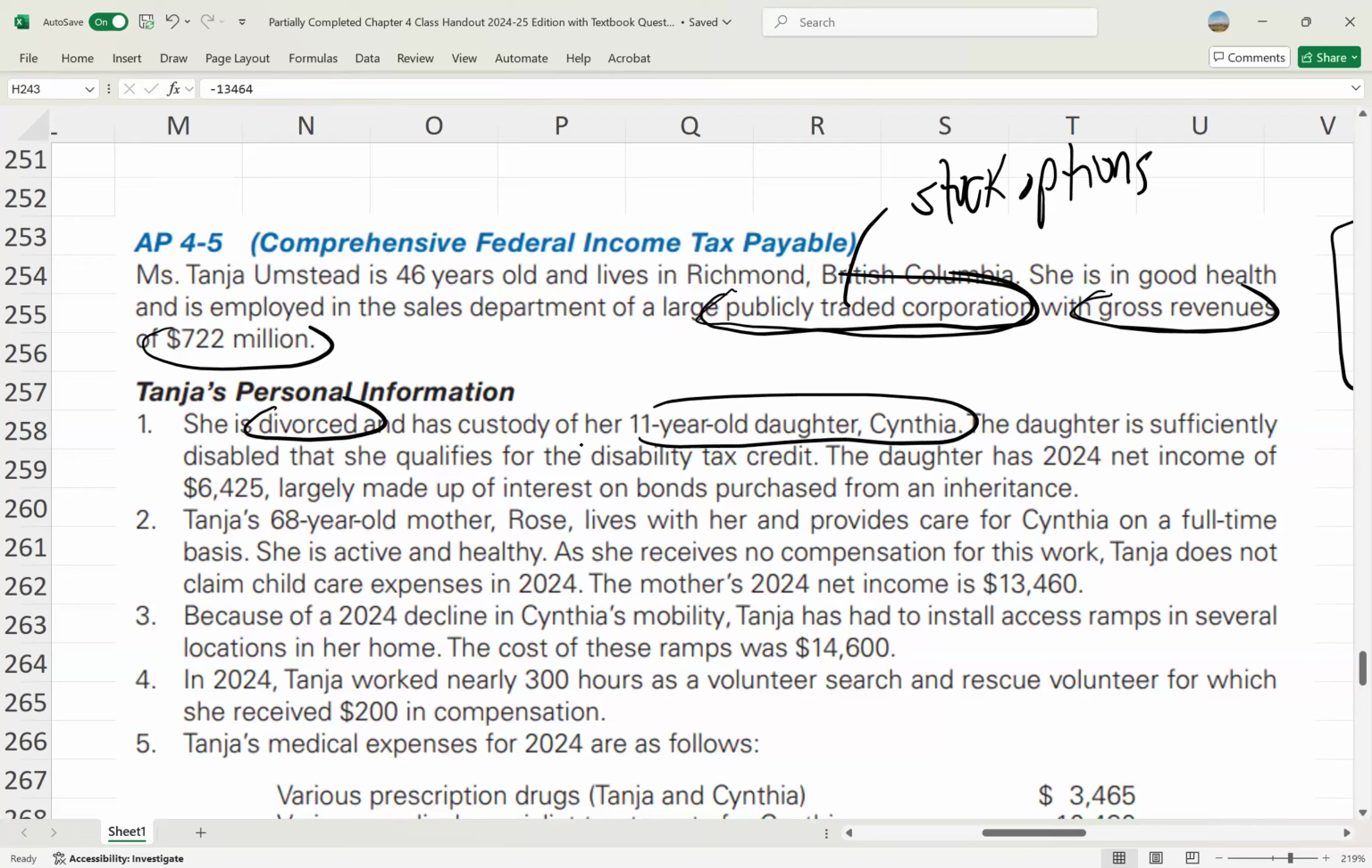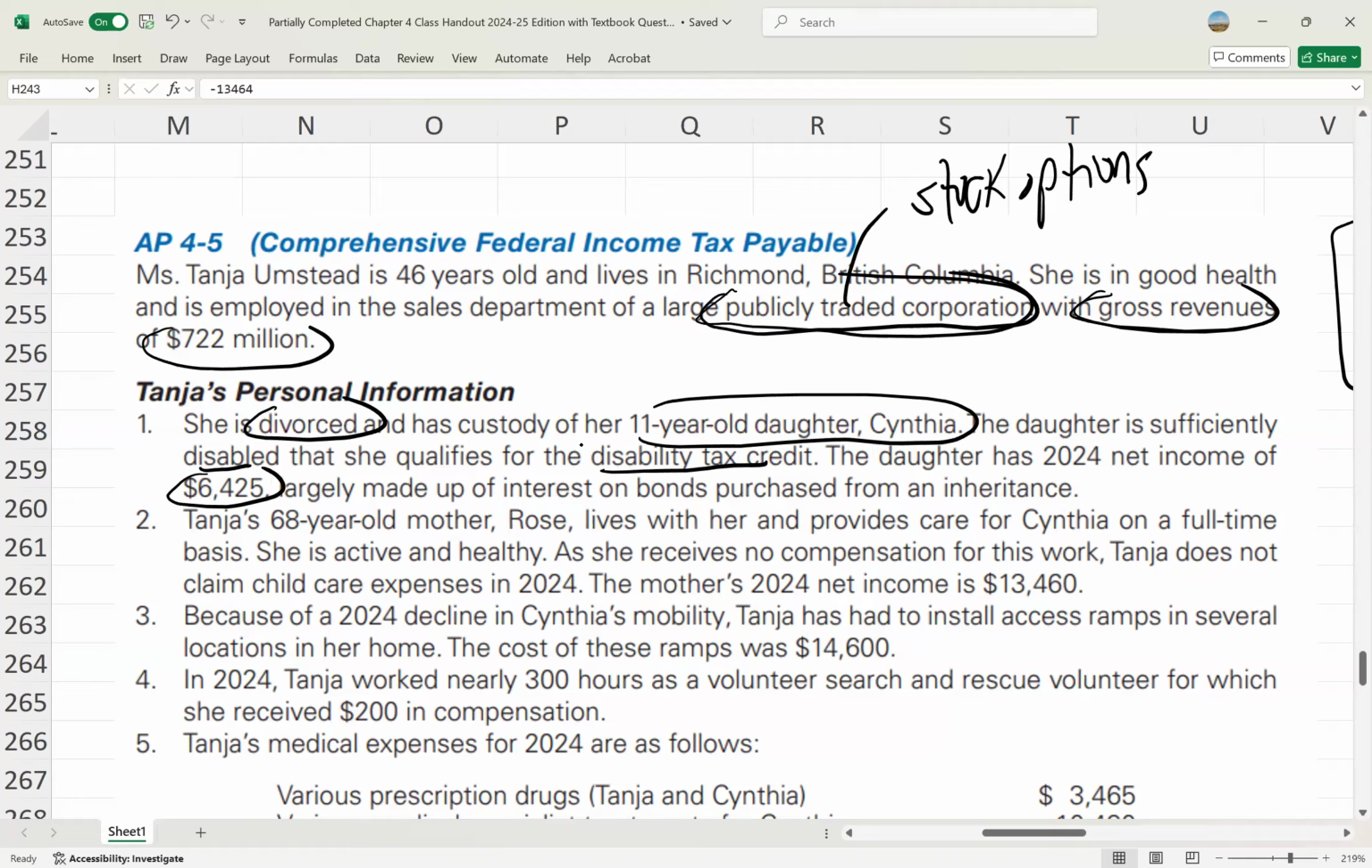The daughter is disabled, qualifies for the disability tax credit, and the daughter's income for 2024 was $6,425. So automatically that ties into what we talked about. The daughter qualifies for the disability tax credit. She is 11, so she qualifies for the supplement as well. But she's not going to need the disability tax credit because her income is so low.